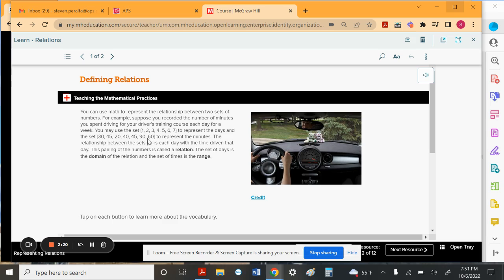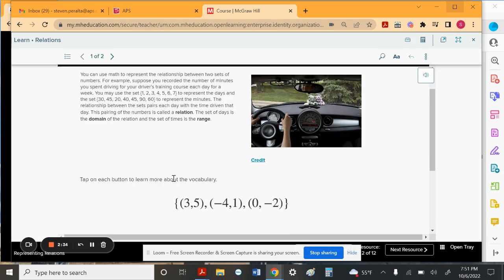The domain is just the set of x values. So when we look at all these values together, this would be my domain. And these numbers right here would be my range. Pretty straightforward, a clear, basic definition of those to see how they work.